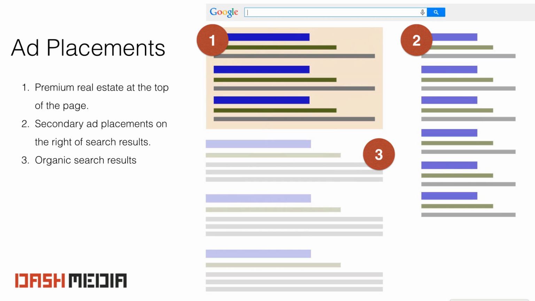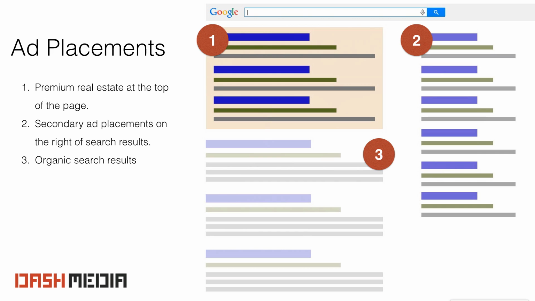So if we have a look at the big bright circles numbered 1 through 3, these are the different elements of the page. So number 1, that's our prime advertising real estate. That's where the top 3 ads will be displayed for the user's search query. And of course, our goal is really to be number 1 in that list, in that prime real estate up the top of the page.